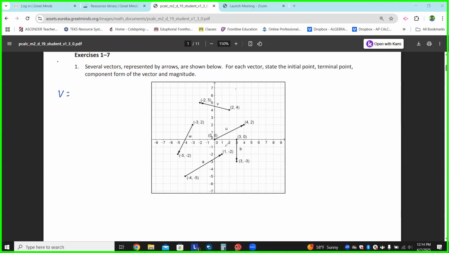All right. So define vector v. We'll start there. So this is your initial point. So initial point for v is 2, 4. Terminal point is negative 2, 5. And then to find the component form, remember, component form is the one with the inequality symbols.